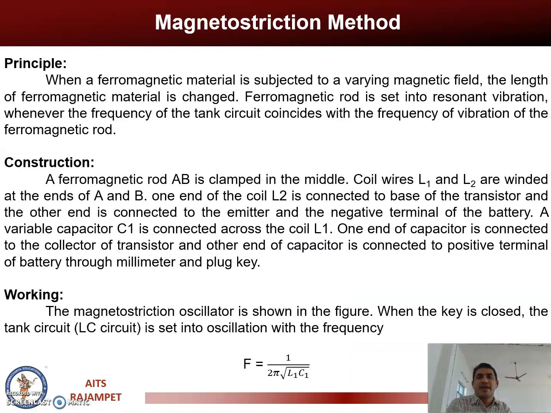Next one is the magnetostriction method. Here also there is a principle. When a ferromagnetic material is subjected to a varying magnetic field, the length of the ferromagnetic material changes. The ferromagnetic rod is set into resonant vibration whenever the frequency of the tank circuit coincides with the frequency of vibration of the ferromagnetic rod. This is the principle.